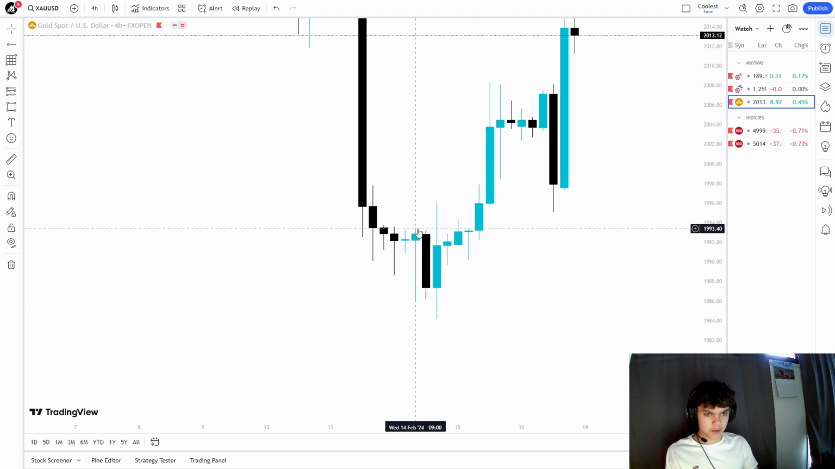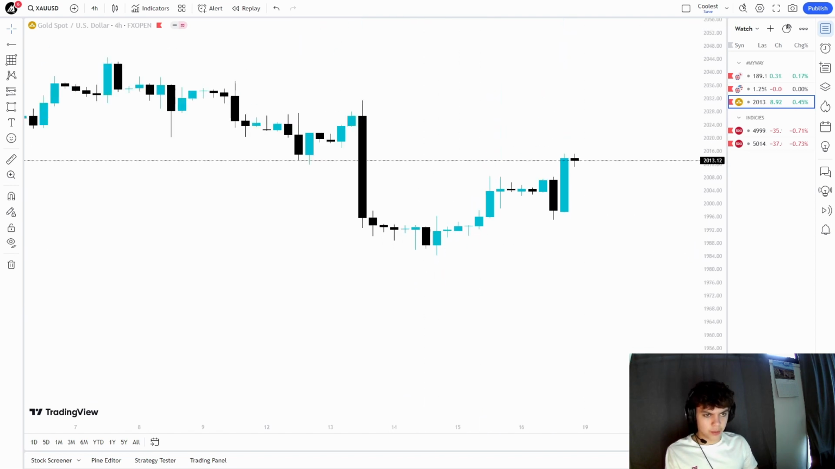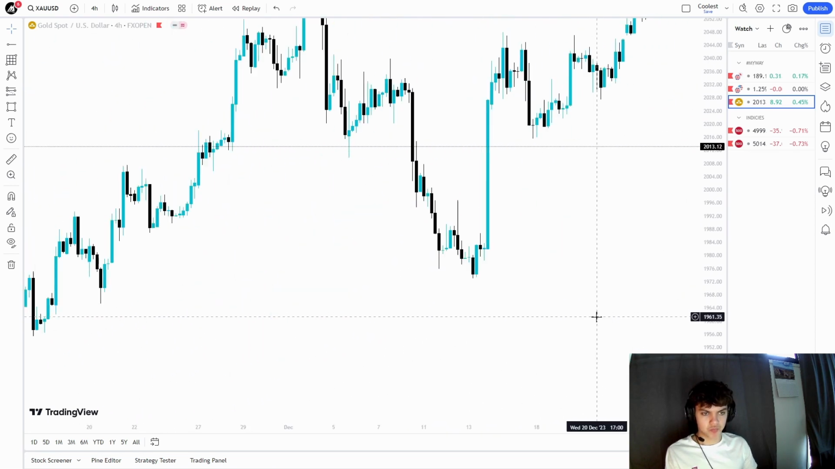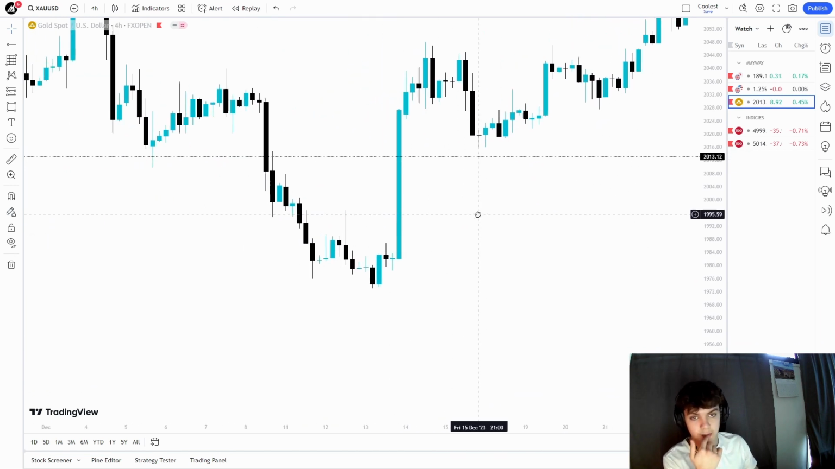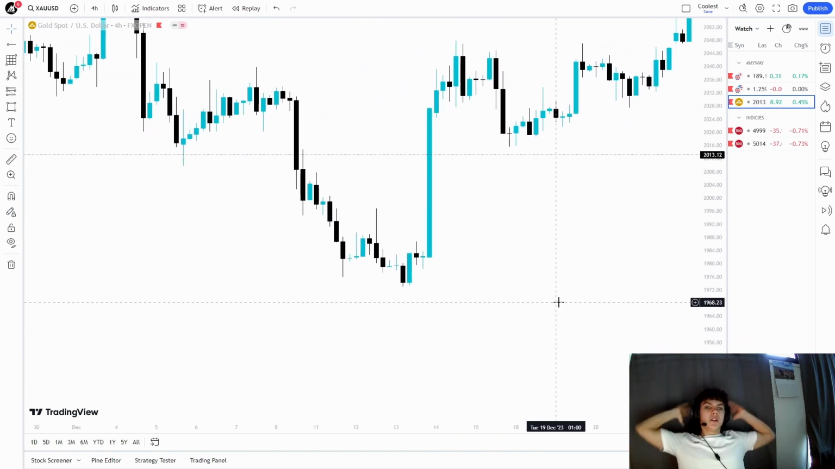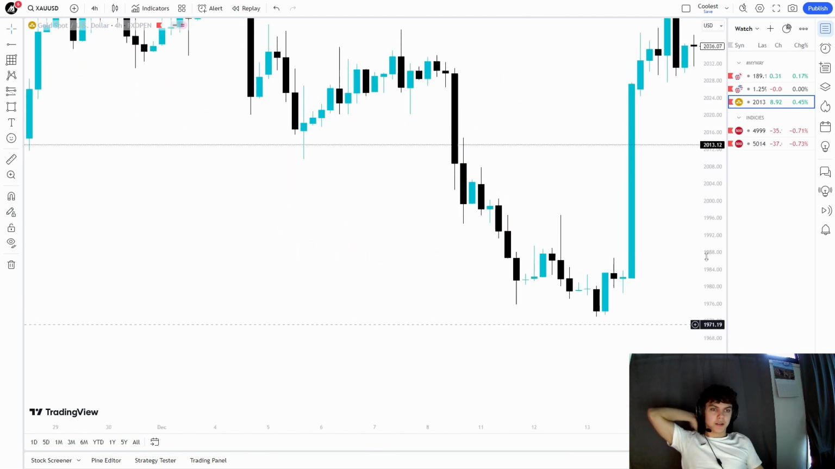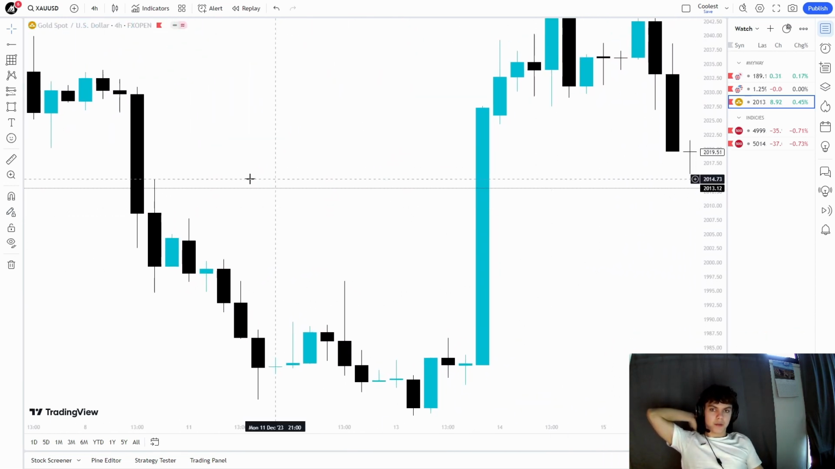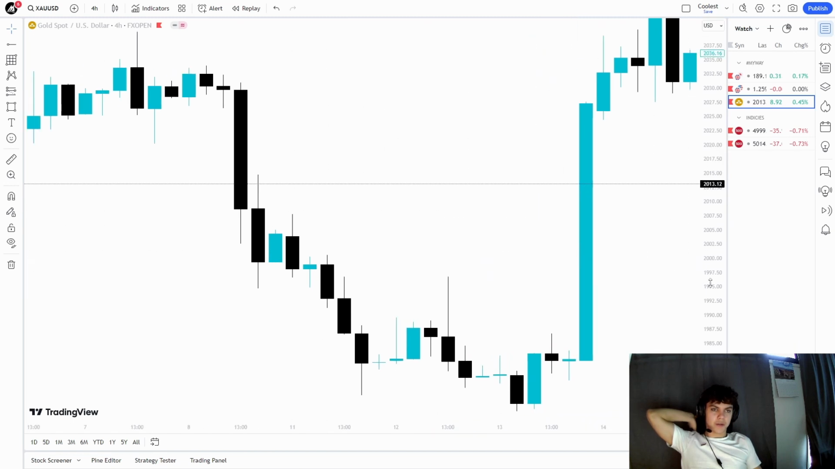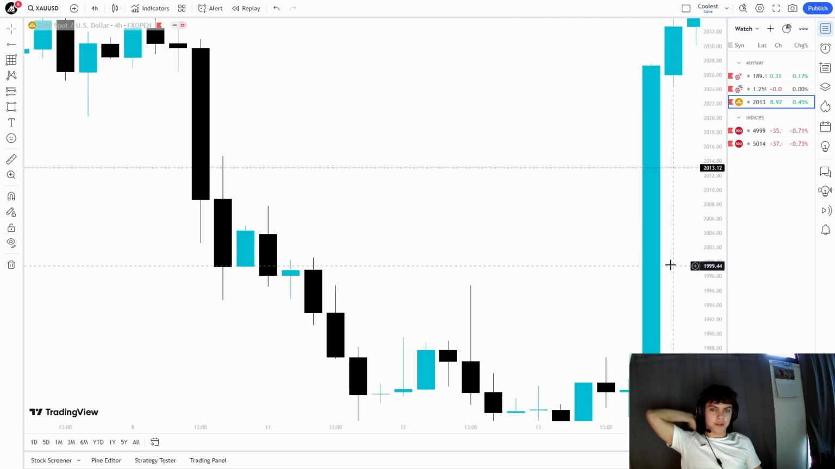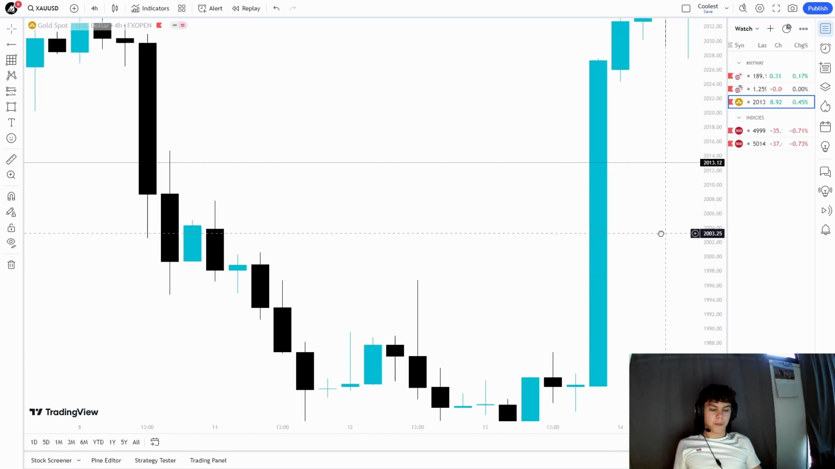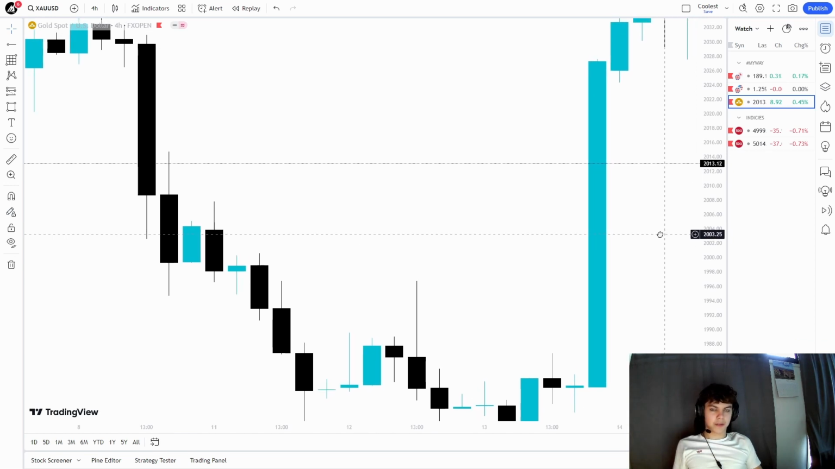Okay. This is a 4-hour order block, a bullish order block. Look at this. Can you find 2 fair value gaps in this picture? In this little area? Can you find 2 fair value gaps? 2 imbalances.